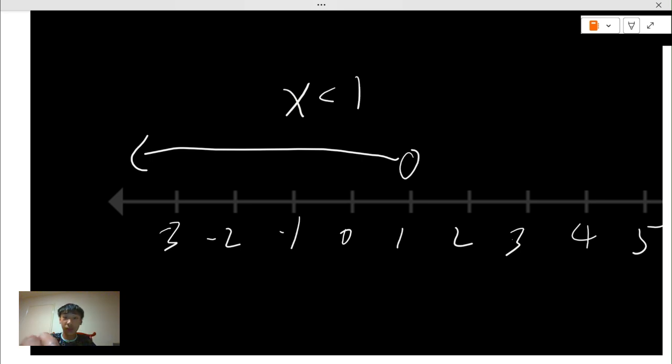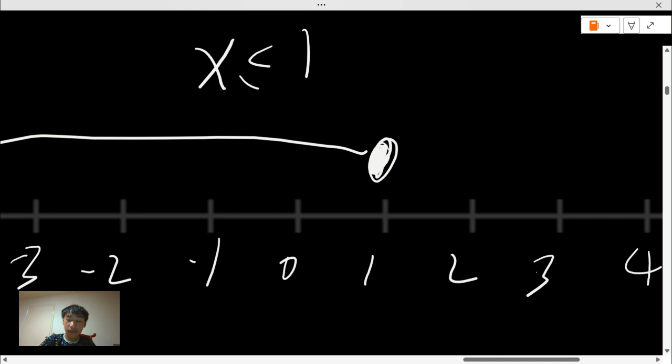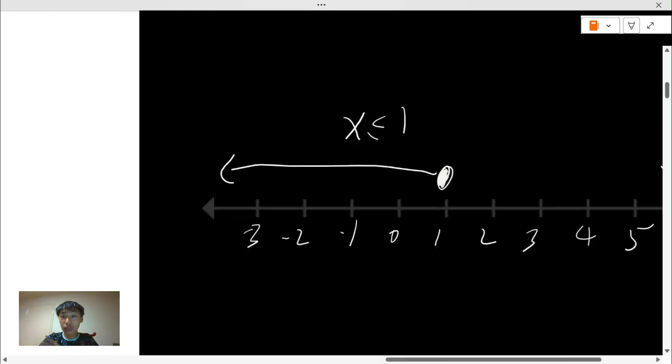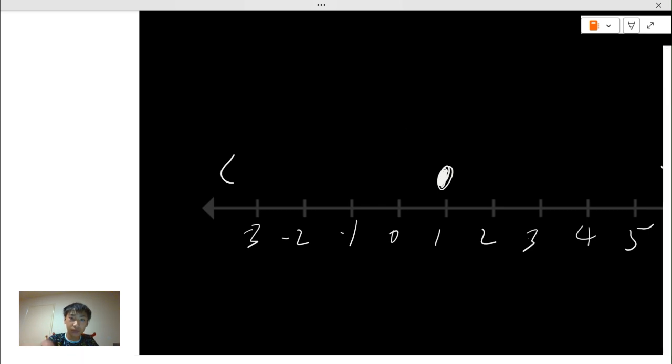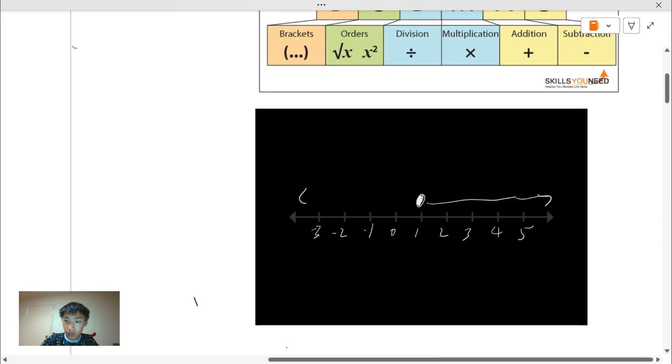There are important things to know. Once this is the case, we have to paint it in, because it includes the value 1. And the same goes with the opposite way, because x is greater than or equal to 1. So I hope you guys understand this.